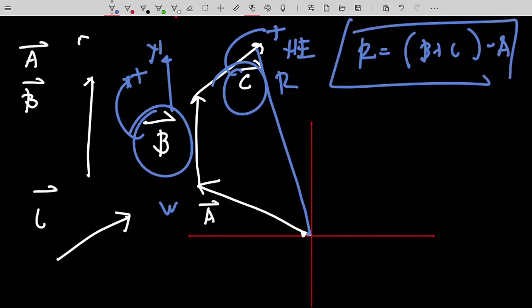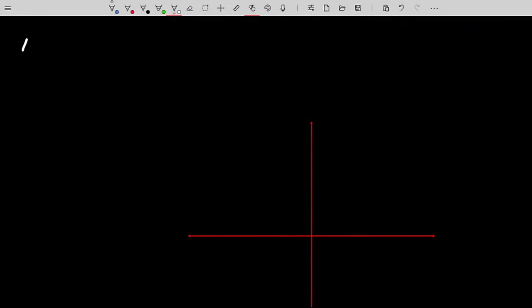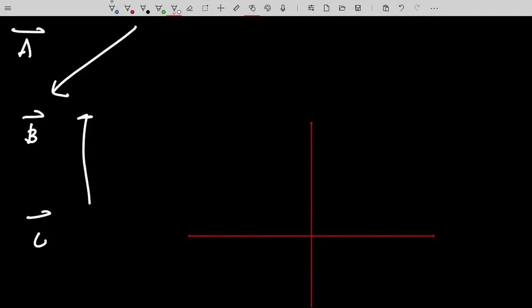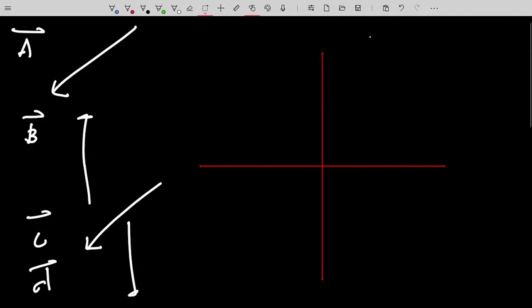Now let's try to have another example. What if we have vector A directed to this direction, vector B directed to this direction, vector C directed to this direction, and vector D directed to this direction? How should we do that? First, let's have your Cartesian plane. The first thing to do, of course, is to draw your first vector starting from your central axis. Now let's try to do it.